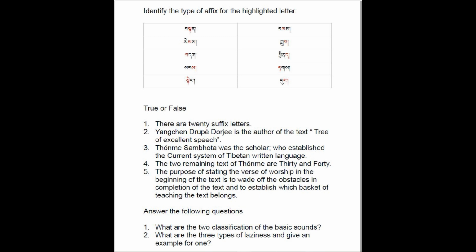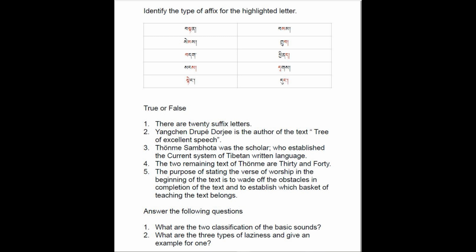The two remaining texts of Tumi Sambuddha are 30 and 40. This is false. It's 30 and gender signs. It's gender signs, S-I-G-N-S, signs. The purpose of stating the verse of worship in the beginning of the text is to ward off the obstacles in completion of the text and establish which basket of teaching the text belongs to. True. These are the two purposes of writing the verse of worship.